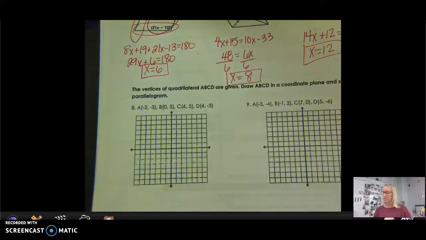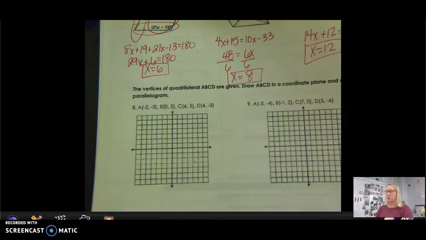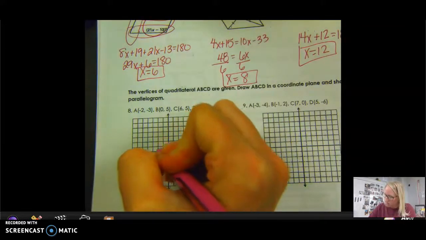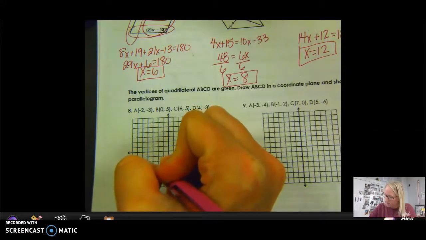Okay. The vertices of a quadrilateral ABCD are given. Draw ABCD in a coordinate plane and show that it is a parallelogram. So go ahead and draw and label your points for A, B, C, and D.